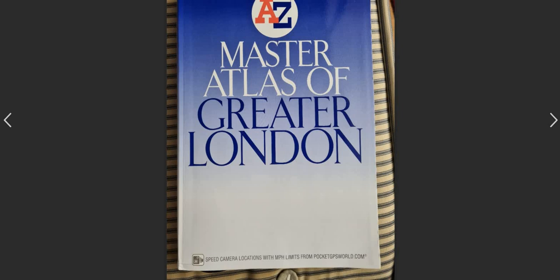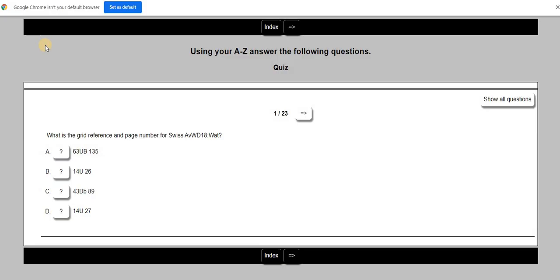Okay, let me give you the introduction to the topographical test. You need this book as well. In the exam they're going to provide you the book, so you don't need to take it into the exam, but for preparation you must have this book, because 25 questions are going to come from this book. So you have to do preparations and you should have the book. It's going to be 25 questions, and the question looks like this, asking for the grid reference and the page number. So you have to do it with the book.